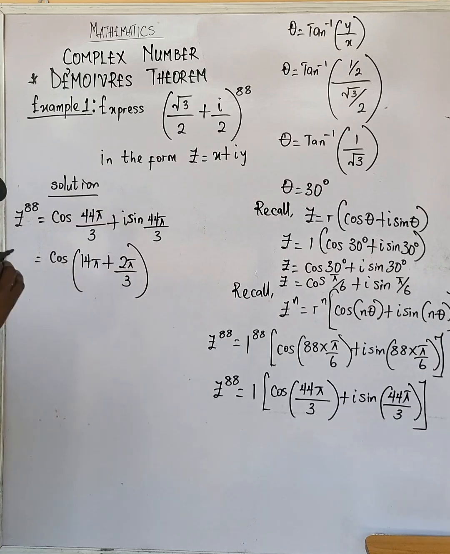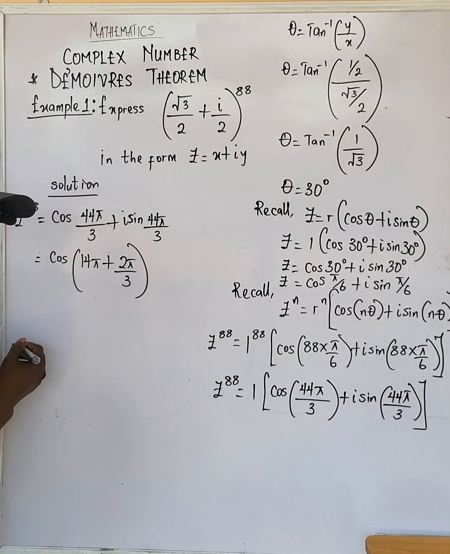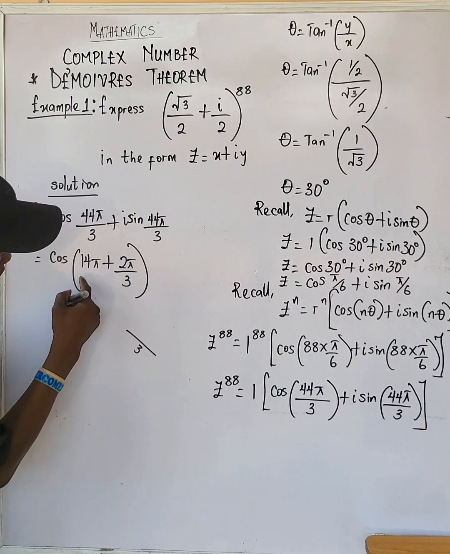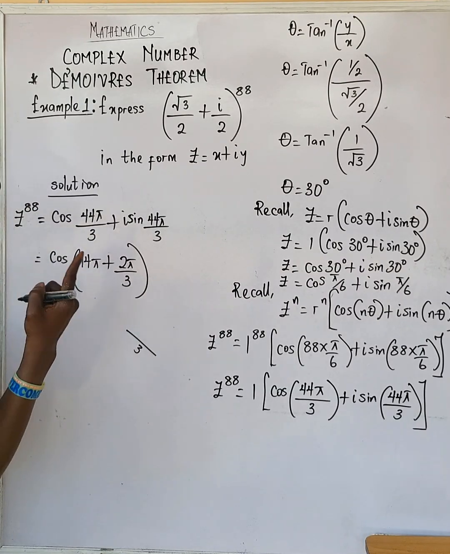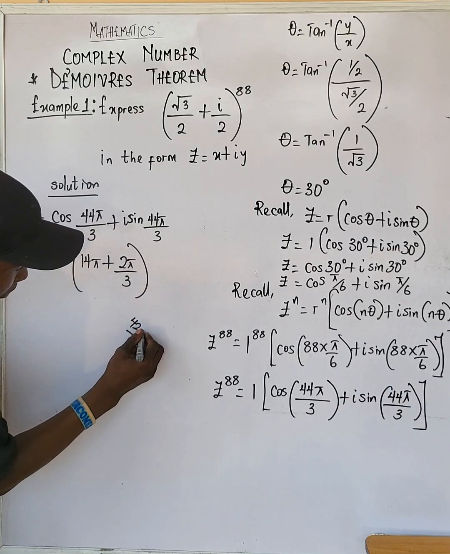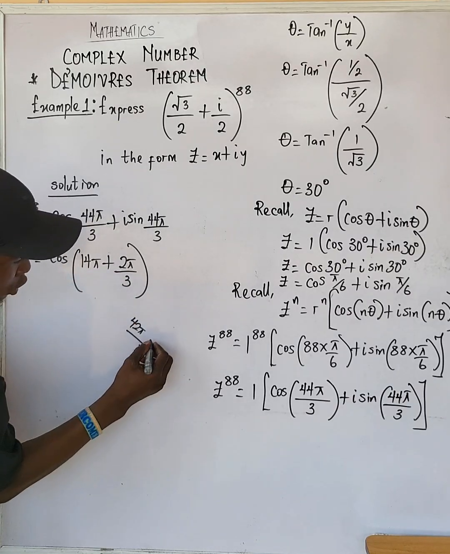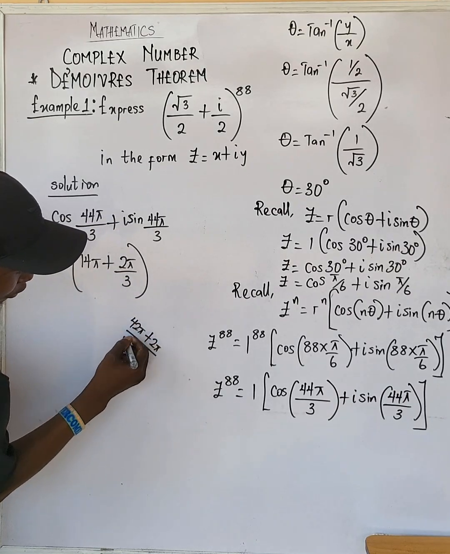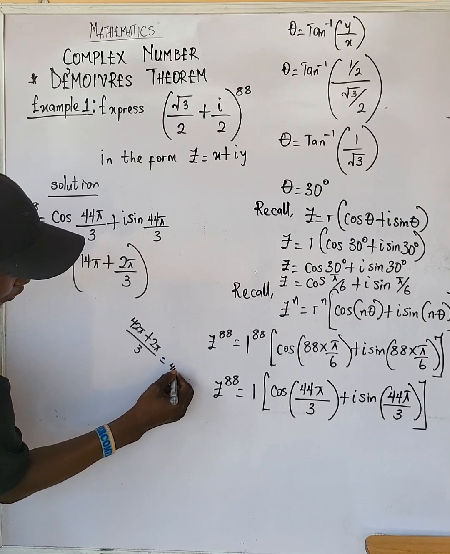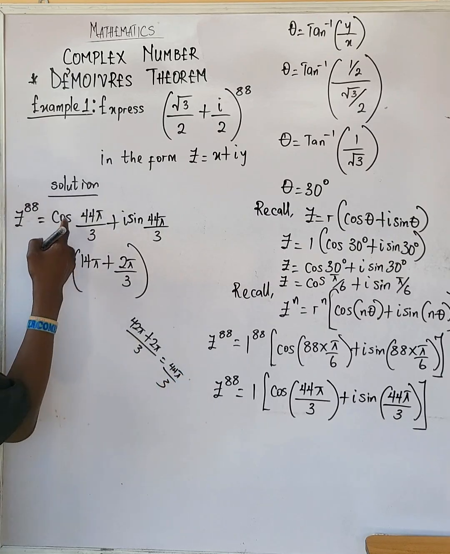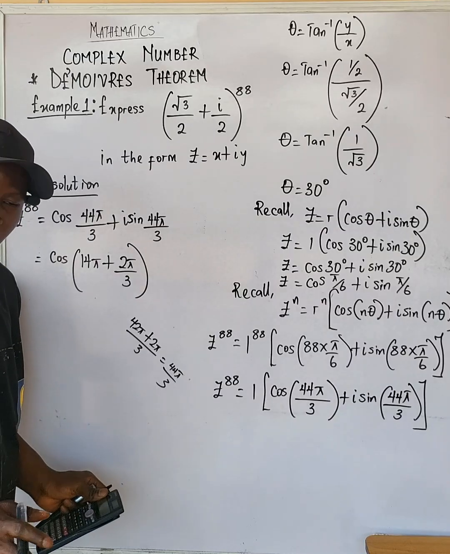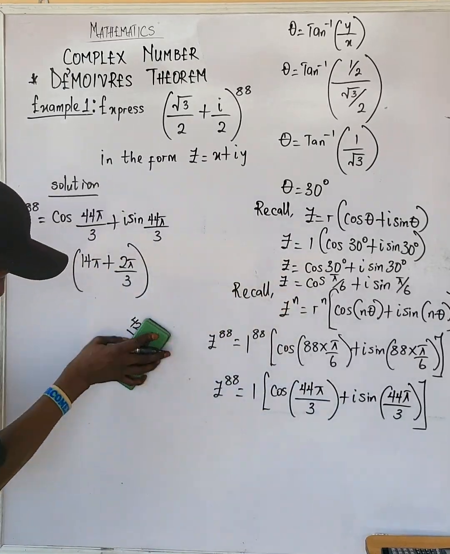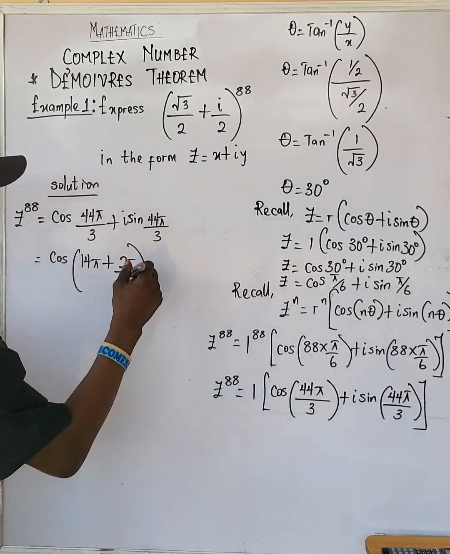Now watch the logic. Let's do the LCM of this. You know, this one is just like over 1. The LCM is 3. 3 multiplied by 14 is 42 pi. 3 in 3, 1. 1 multiplied by 2 pi is plus 2 pi. 42 pi plus 2 pi will give us 44 pi over 3. Did we go back to 44 pi over 3? You see the logic? So it works. So now let's go on.